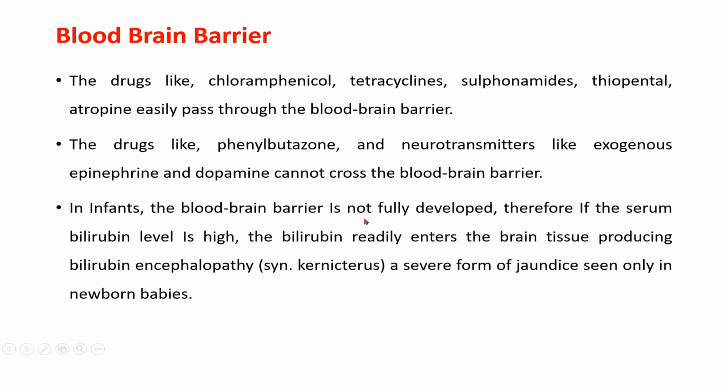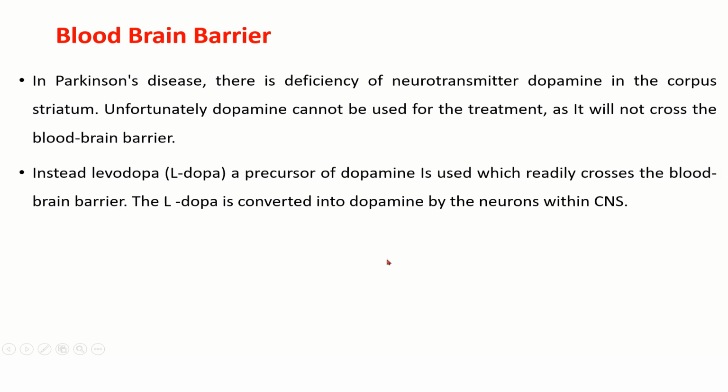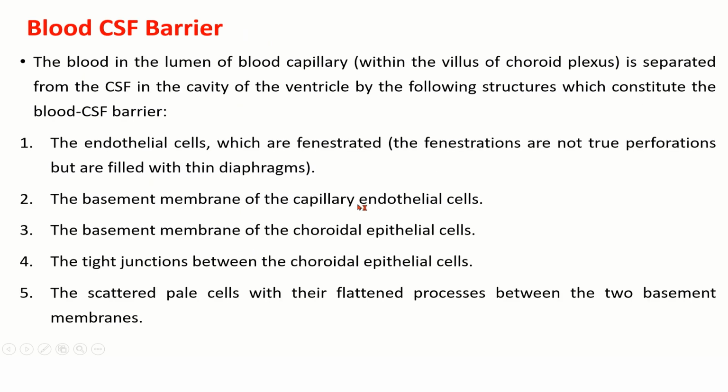In infants, the blood-brain barrier is not fully developed, so if the serum bilirubin level is high, the bilirubin readily enters the brain tissue, producing a condition called kernicterus. In Parkinson's disease, the deficiency of dopamine in the corpus striatum results in the disease. If you give dopamine directly, it cannot cross the blood-brain barrier. So we need to give a precursor of dopamine, L-dopa, levodopa. This will cross the blood-brain barrier easily and get converted to dopamine.